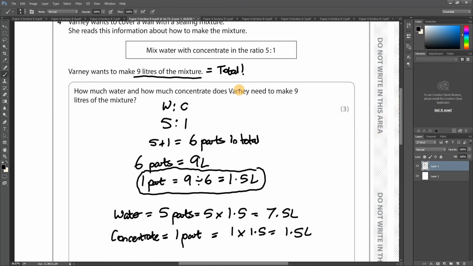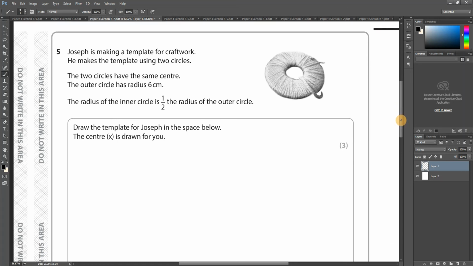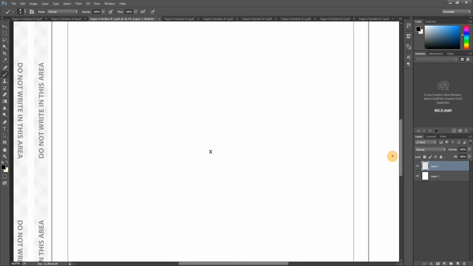But let's move on to the next one. Question 5. Joseph is making a template for craft work. He makes the template using 2 circles. The 2 circles have the same center. The outer circle has a radius of 6 centimeters, and the radius of the inner circle is half the radius of the outer circle. Draw the template for Joseph in the space below. Center X is drawn for you. Can you see that? There's a little X in the middle.